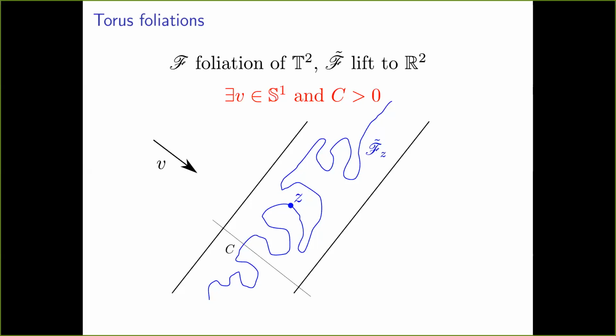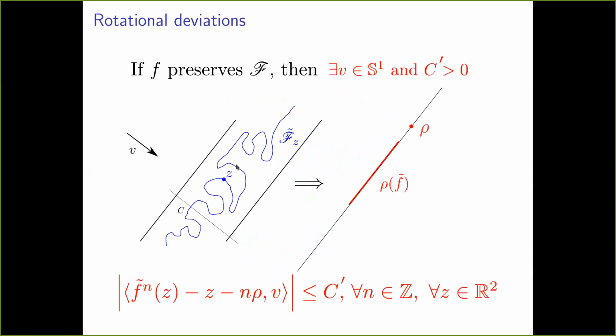If you have a homeomorphism exhibiting an invariant foliation, the idea is that this geometric property of the leaves translates to the dynamics in the following sense: if V is the direction perpendicular to the strips, this direction is unique up to multiplication by -1. In this case, the rotation set can be either a point or a segment. These are the only two possibilities. And in any case, the rotation set is contained in a line which is perpendicular to V.